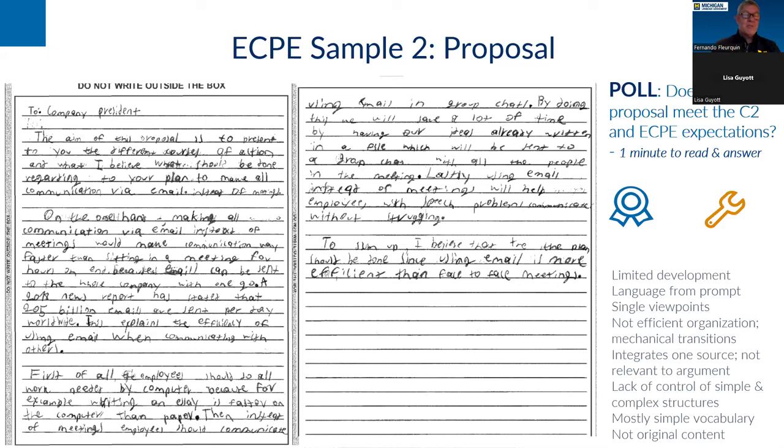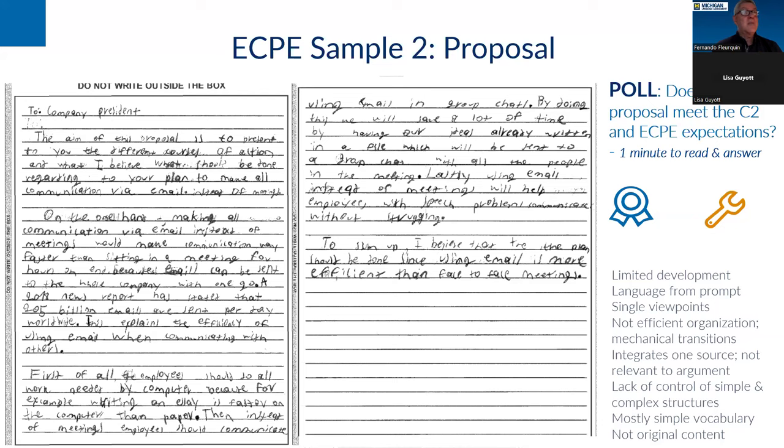To begin with, there's limited development overall. Even without reading it, you can easily see how much development is included here. Languages: there is a lot of language taken from the prompt. Look at the aim of this proposal: to present the different courses of action and what I believe should be done regarding your plan to make all communication via email instead of meetings. That's mostly language and a typical introduction, but there's not much original language or content there.